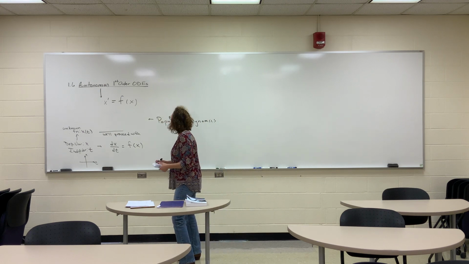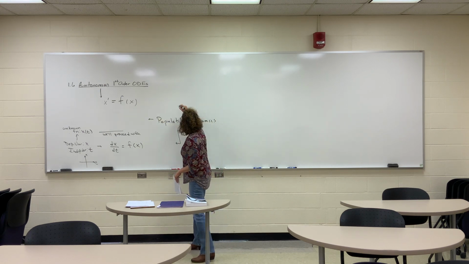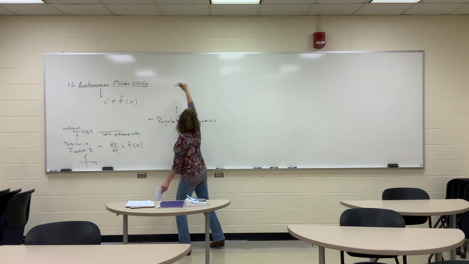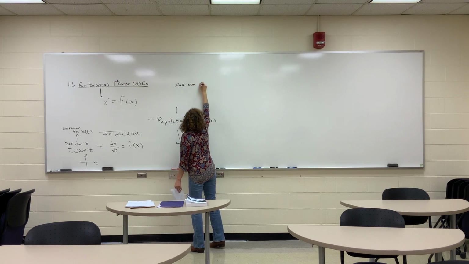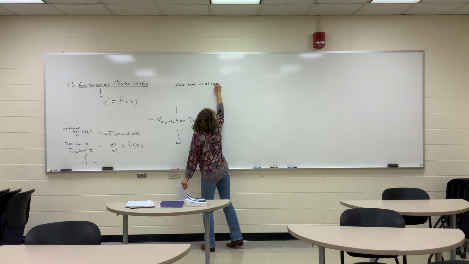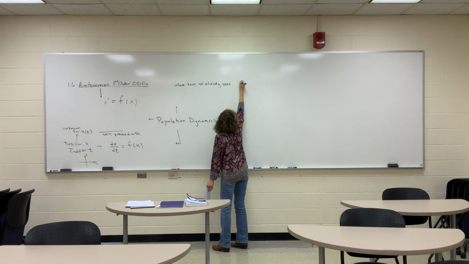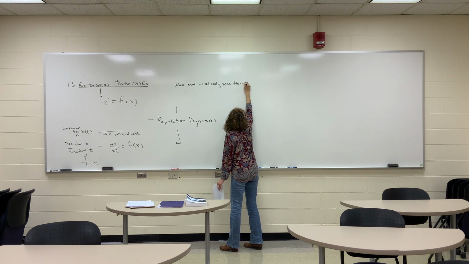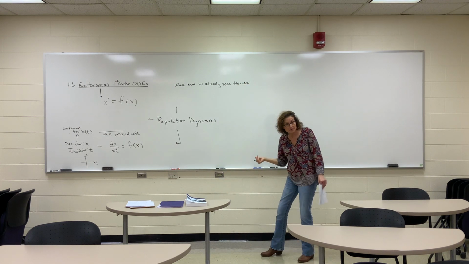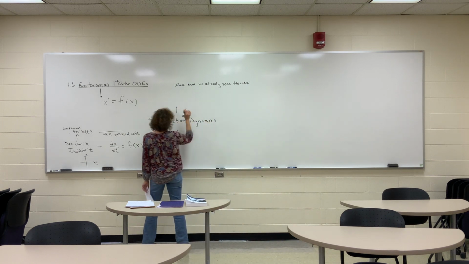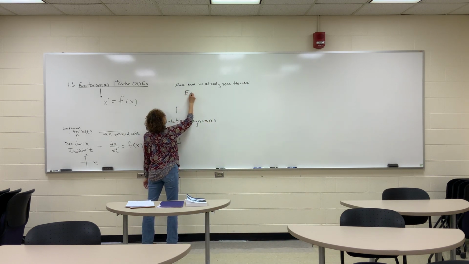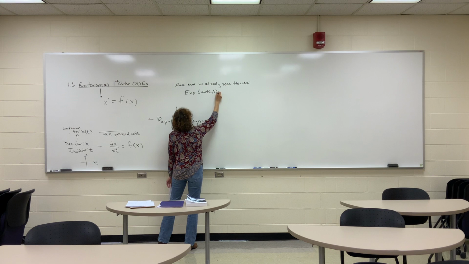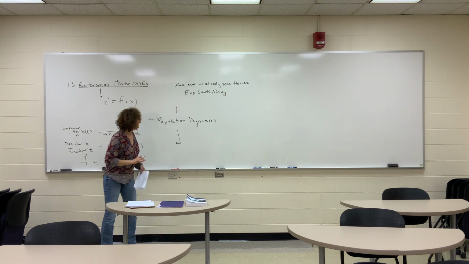Okay, so where have we seen such things? Population dynamics. Where have we seen these already? Right? This is not new. None of this is new, really. Where have we already seen it? What are some of the autonomous equations we've already talked about, for population type dynamics? Well, exponential growth or decay, right? That was one, yeah?